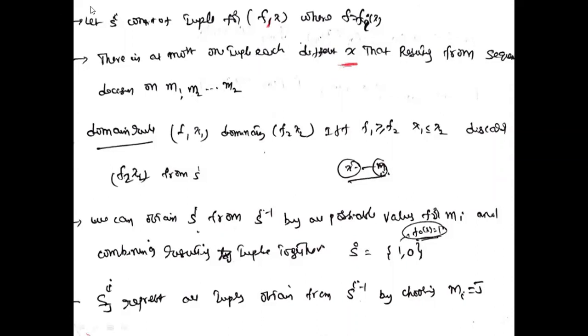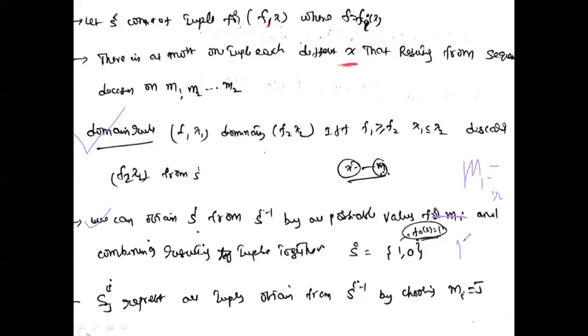The main rules used in our problem are: first, the dominance rule. The next one is S^i is calculated from S^(i-1) by all possible values of m_i. By all possible values of m_i means, suppose for m1 the maximum value is 2. That means the possible values of m1 are 1, 2.